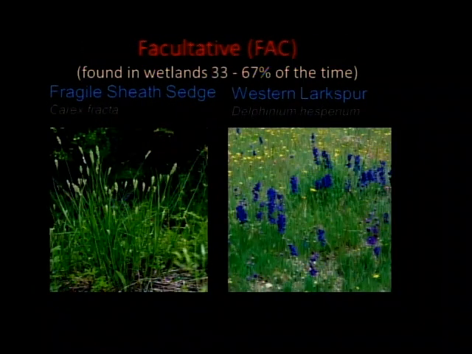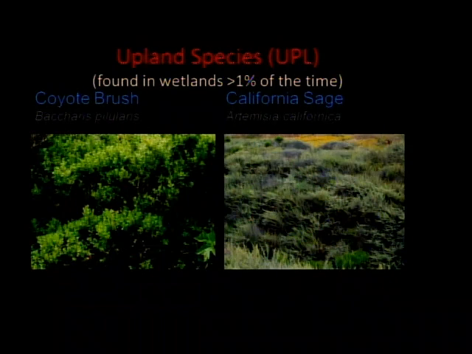Here are two somewhat common facultative species. We have another sedge on the left and western larkspur on the right. These species are adapted to live in both wetlands and some upland habitats under certain conditions. And at the other end of the hydric spectrum are upland species. Two familiar species here are coyote brush and California sage. These species cannot tolerate wetland conditions and are rarely, if ever, found in them.